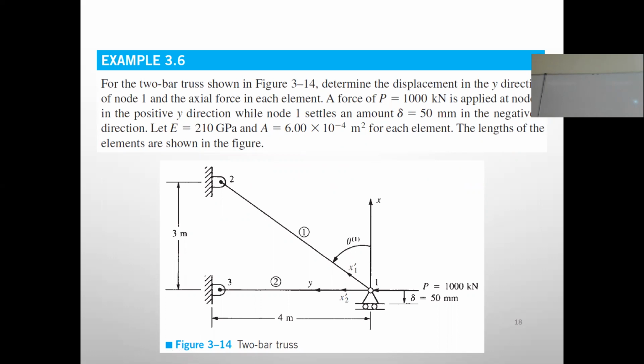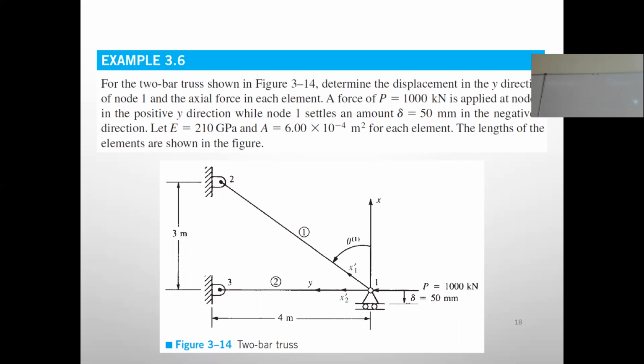One of the common mistakes, always you will think that x is horizontal, but here x is vertical. You see the direction? X is positive up, y is positive to the left. This is very important when you want to determine the displacement. Okay, the load is 1,000 kilonewton. Maybe you need to multiply times 10 to the power of 3.